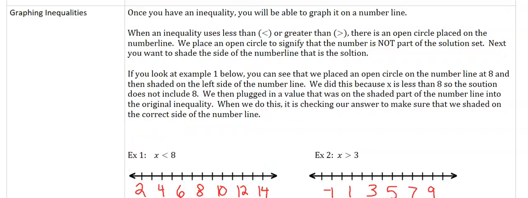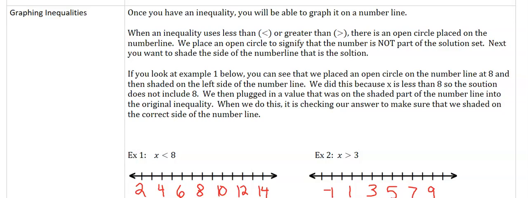So once we have an inequality, you'll be able to graph it on a number line. When an inequality uses less than or greater than, there is an open circle placed on a number line. We place an open circle to signify that a number is not part of the solution set. Next, you want to shade the side of the number line that is the solution.